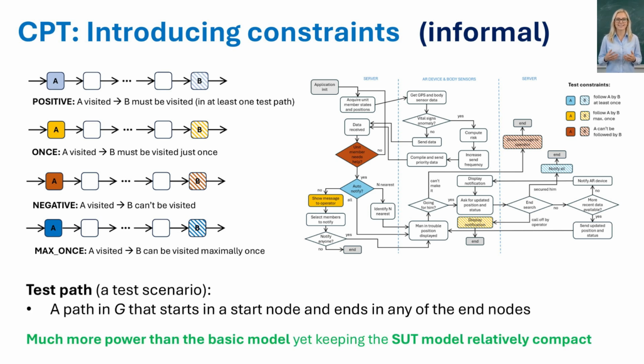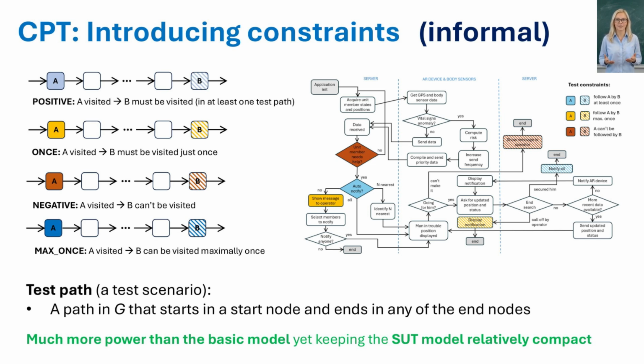In the same way as in the basic path-based testing model explained in the previous video, a test path, or a test scenario, is a path in the model that starts in a start node and ends in any of the end nodes. In the example on the right side, start and end nodes are highlighted with a gray background. All these test paths are part of a generated test set. This test set is computed by a specialized AI-based algorithm in the CPT manager, a tool that we are going to talk about in the next video.